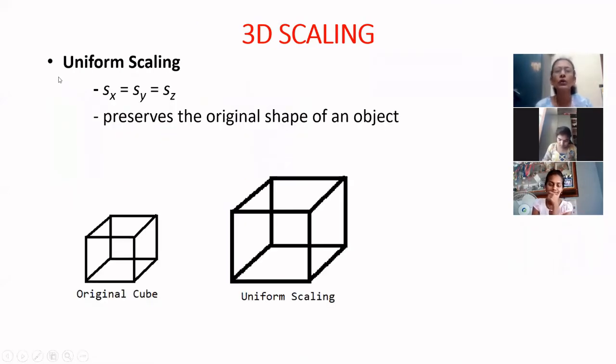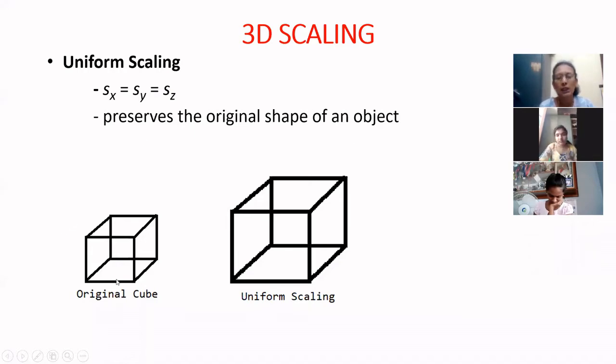Now we come to uniform scaling. What do we mean by uniform scaling? Uniform scaling is when all the three scaling factors are equal, that is Sx equal to Sy equal to Sz. When you have uniform scaling, the original shape of the object is preserved.